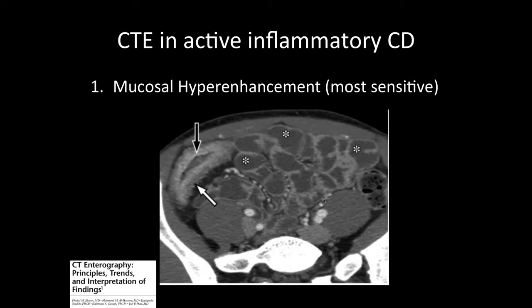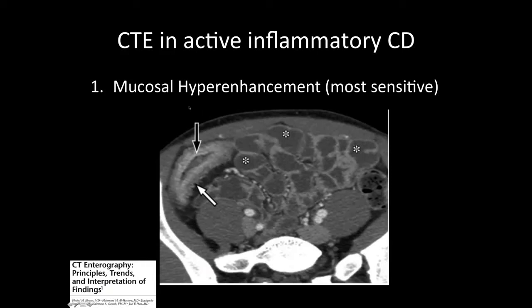So how does the active inflammatory Crohn's disease appear in CTE? Number one sign is the mucosal hyperenhancement. So you do see the difference between the mucosa and the rest of the wall here. So this is called mucosal hyperenhancement. Of course, other findings include the circumferential mural thickening, as well as the mesenteric fat stranding.